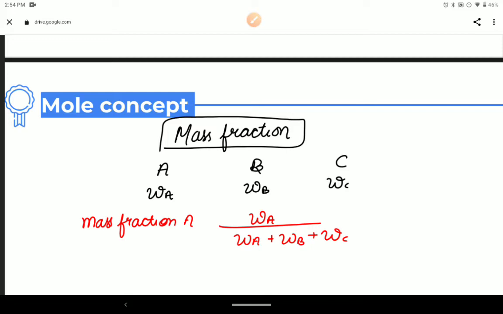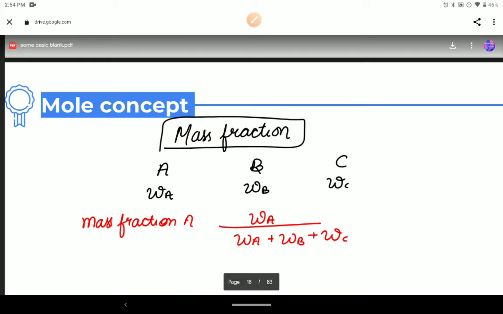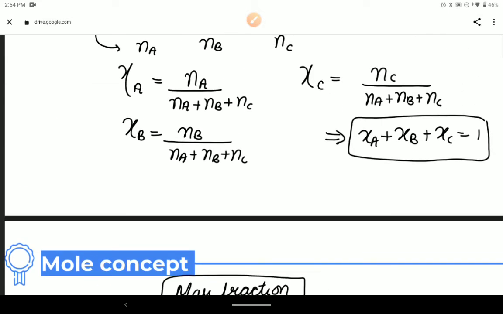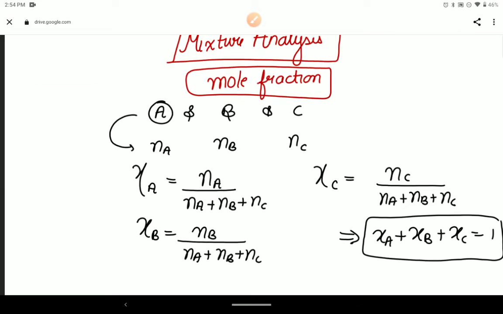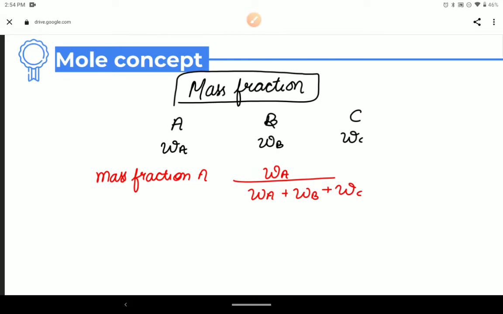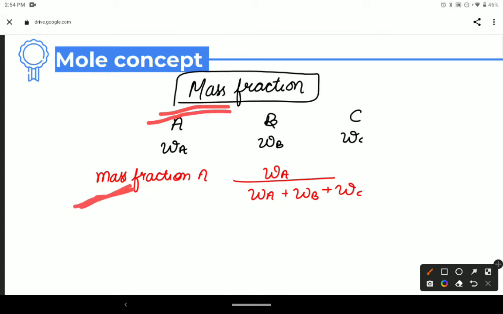See, mass fraction is nothing but, let's say A, B, C, three substances were present, and the weight of A is WA, weight of B is WB, weight of C is WC. Before, we found mole fraction, where n refers to number of moles. Here the same formula will be there, but here it refers to mass. That is mass fraction. Okay.